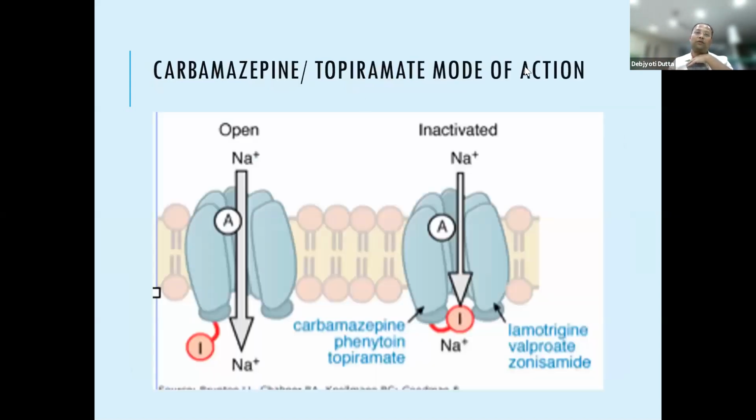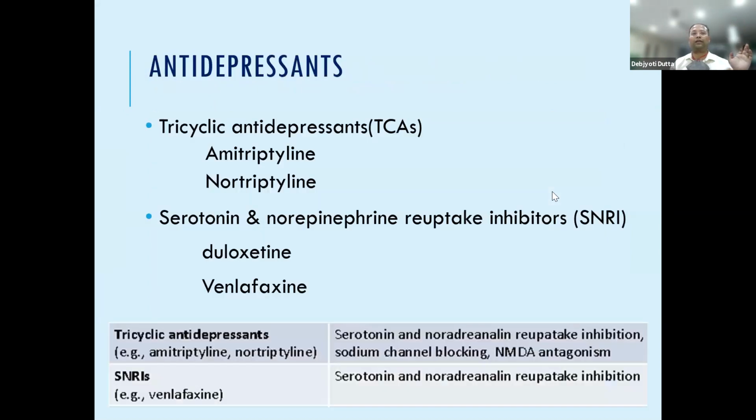Carbamazepine mode of action: carbamazepine and topiramate actually work through sodium channels. Ultimately, whatever they do, if sodium is not passed through the channel, or calcium is not passed, the action potential will not propagate.